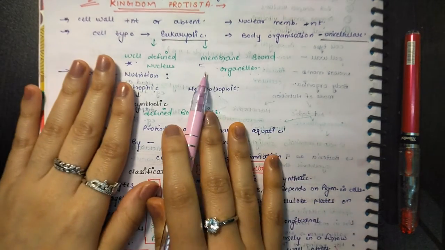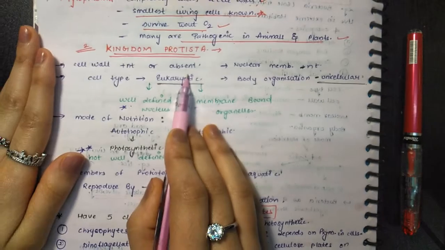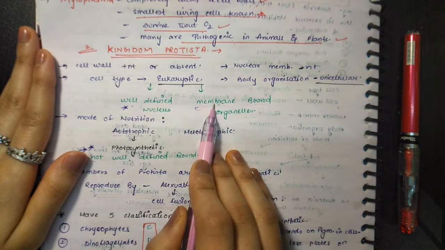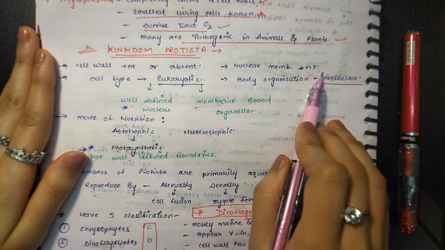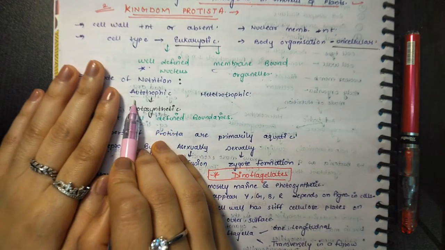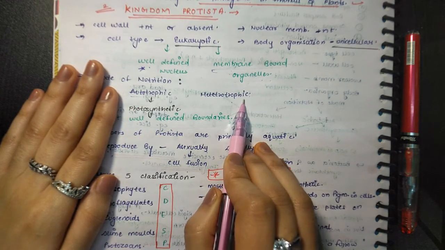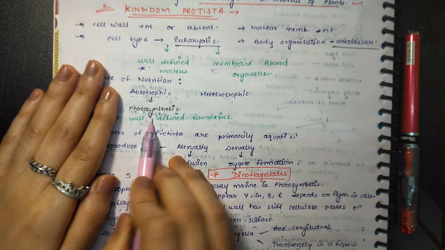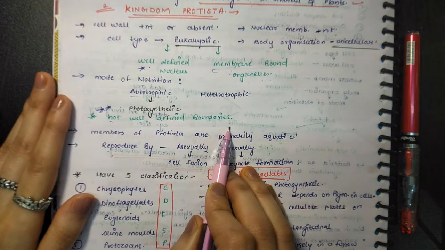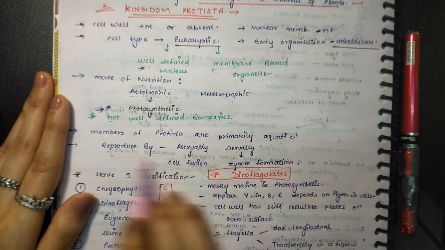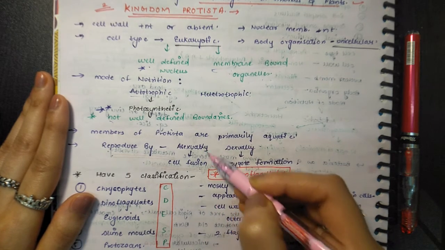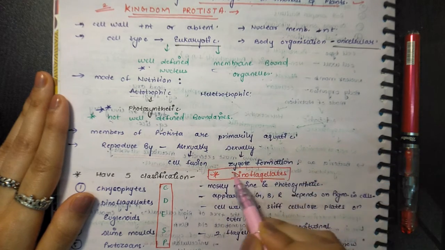Again revising. The cell wall is present or absent. Cell type is eukaryotic. It also contains a well-defined nucleus and membrane-bound organelles. Nuclear membranes are present. Body organization is unicellular. Mode of nutrition is autotrophic as well as heterotrophic. Autotrophic means photosynthetically autotroph, heterotrophic means saprophytic and parasitic. They do not contain any well-defined boundaries. They are aquatic. They can reproduce asexually by cell fusion and sexually by zygote formation.